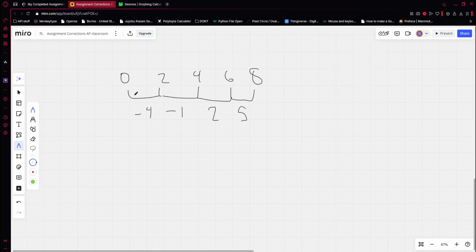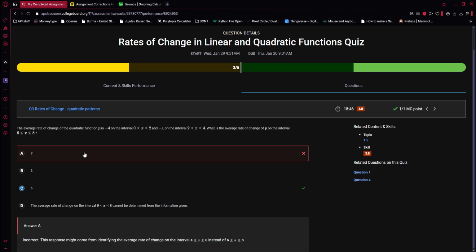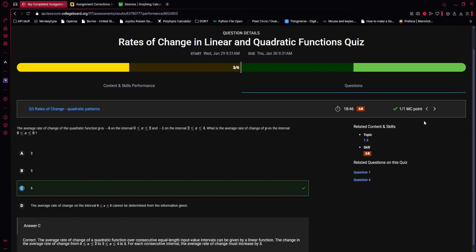Now where it's really easy to get trapped is to say, oh, negative 4, negative 1, next one's 2. But you're identifying change on 4 to 6, not 6 to 8. You need to go one more. Read that question.